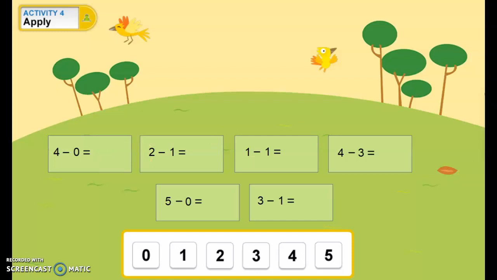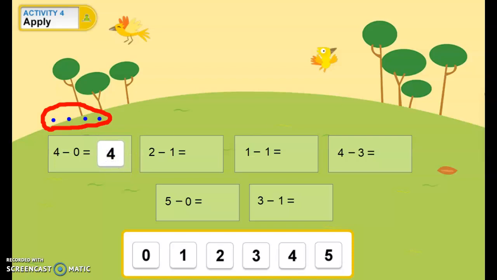If you're at home, you can hold up 4 fingers and do it that way. And I'm going to do 4 dots. 1, 2, 3, 4. Now, it's telling me to take away 0. So I don't have to cross anything off. If you're taking away 0, you're taking away nothing. So I've taken nothing away. And how many are left? 1, 2, 3, 4. I still have 4 left. So that tells me that 4 minus 0 equals 4.